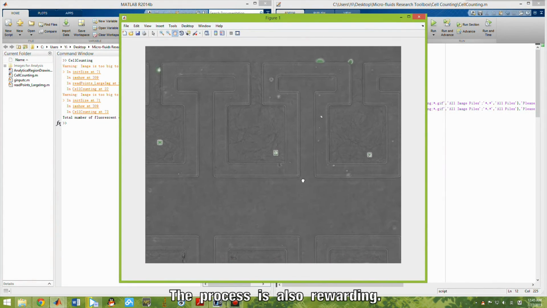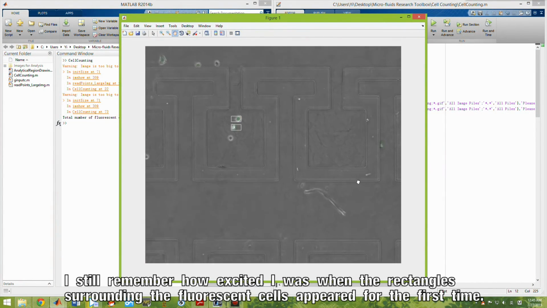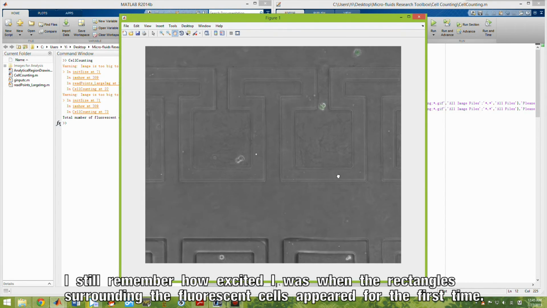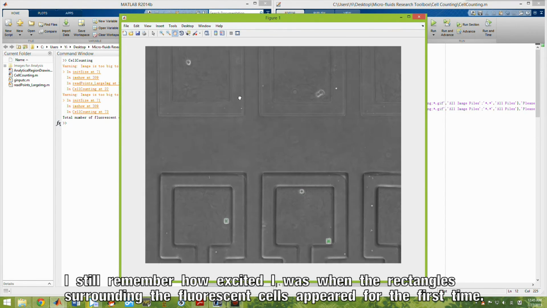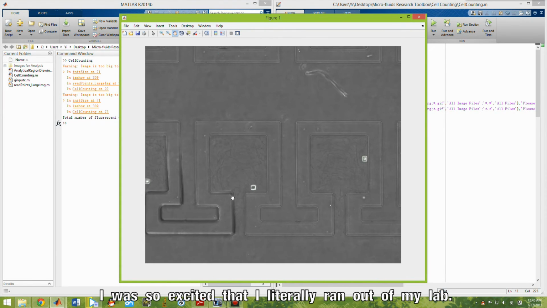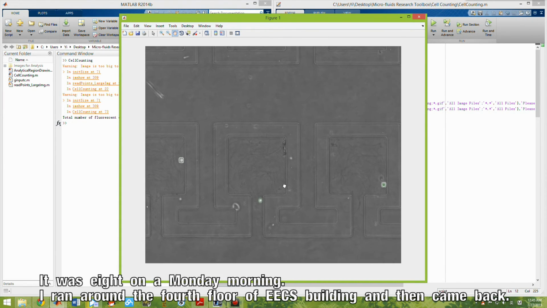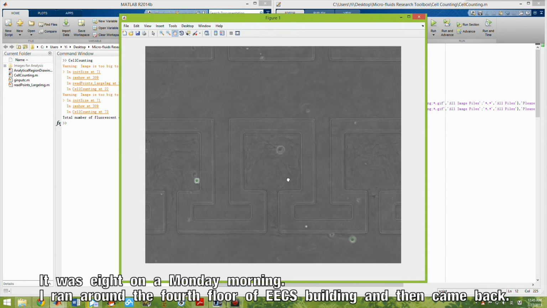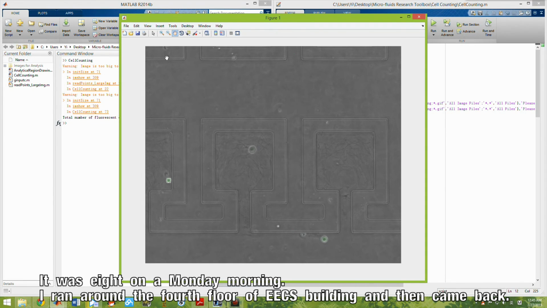The process is also rewarding. I still remember how excited I was when the rectangles surrounding the fluorescent cells appeared for the first time. I was so excited that I literally ran out of my lab. It was 8 on a Monday morning. I ran around the 4th floor of X building and then came back.